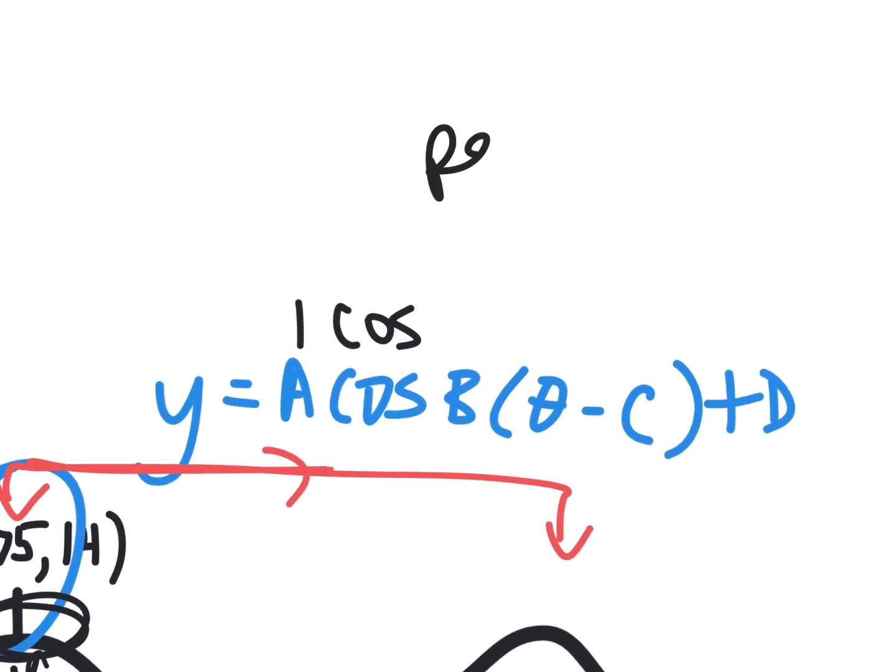Cosine of B, that's the hardest part. Well, period equals 2 pi over B. And I don't know B, so I can figure it out by using the period. And the period will be 365.